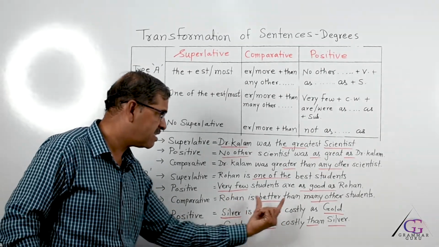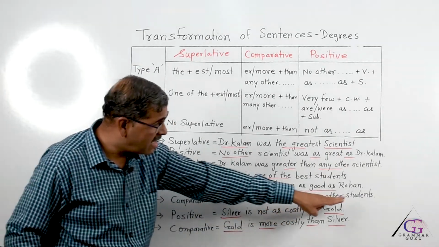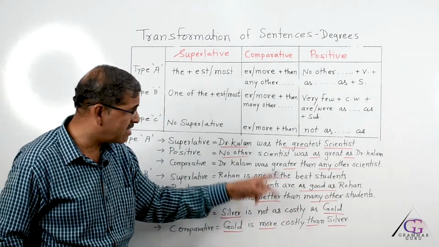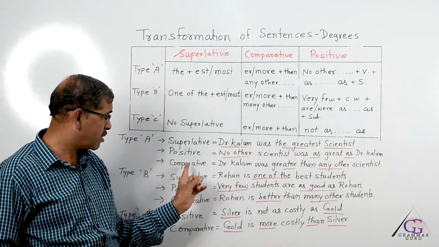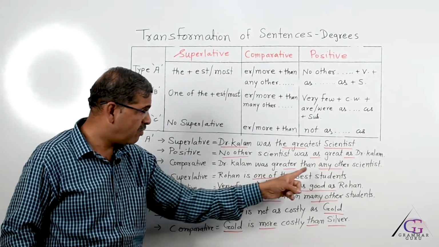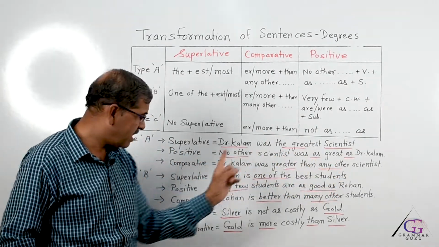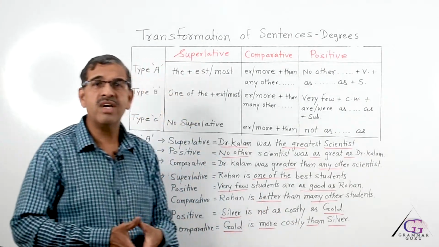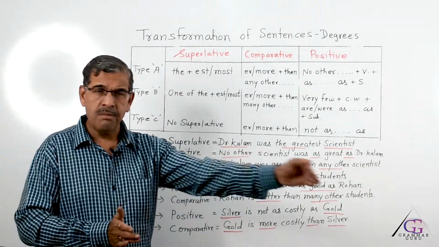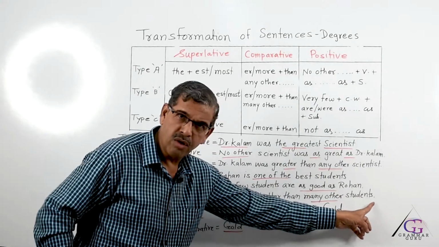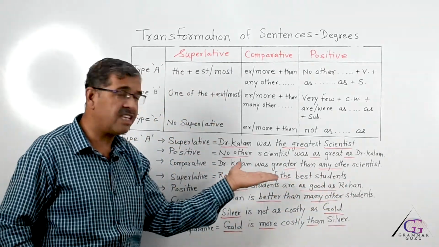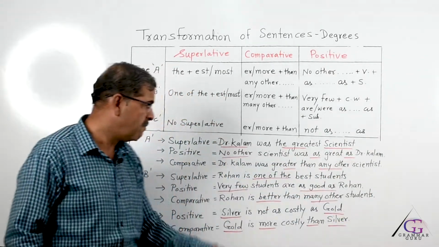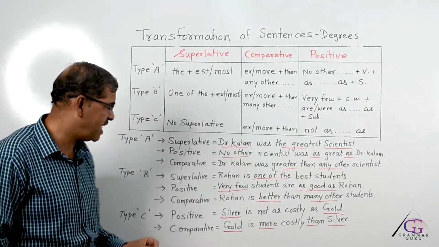Then "Rohan is better than many other scientists." Why did we write "many other"? If you look at the comparative sentence in type A, you will find "any other", but in type B it is "many other". Why is it "many other"? Because we are comparing one noun with many. It is plural over here. So we cannot use "any other" and then a plural class word. So be careful about these smaller details.